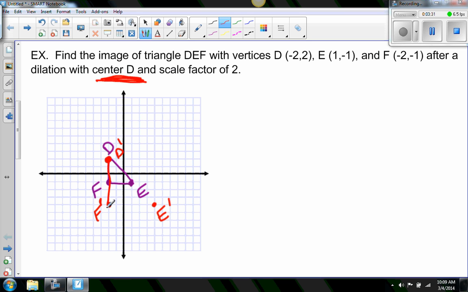And so then I will just connect it. And so there you can see that triangle got twice as big.